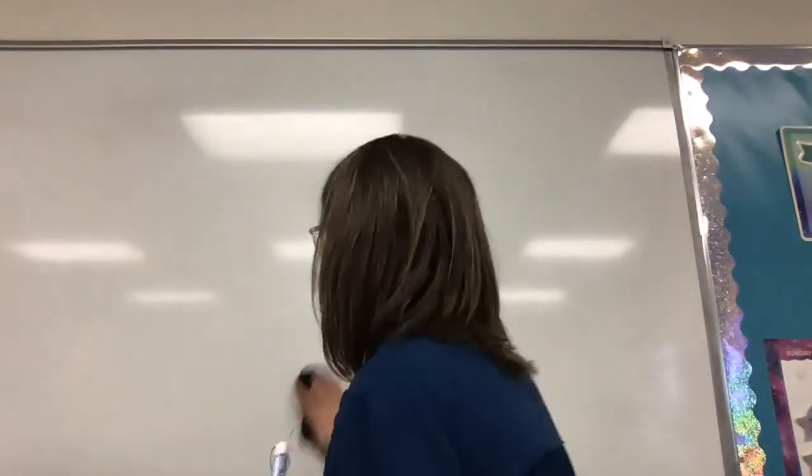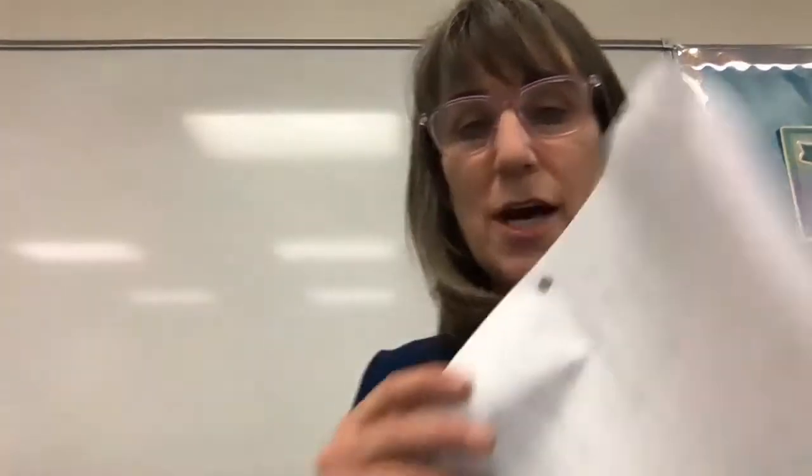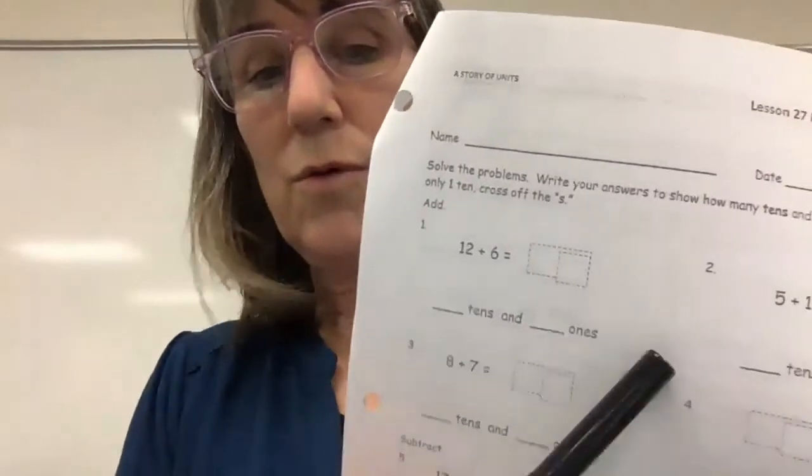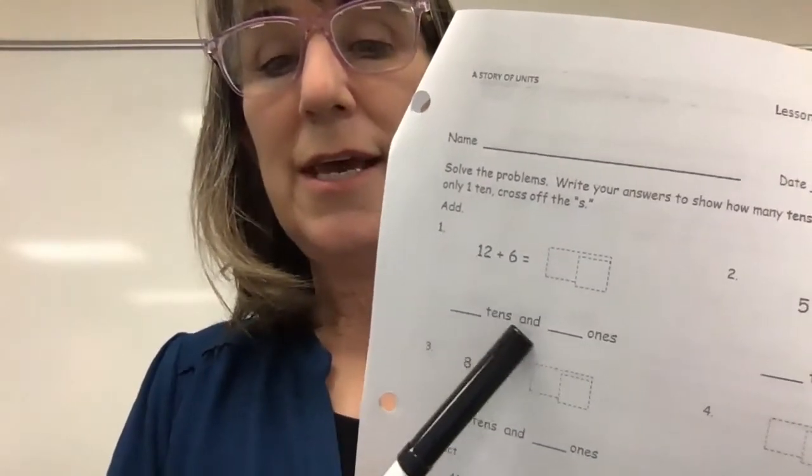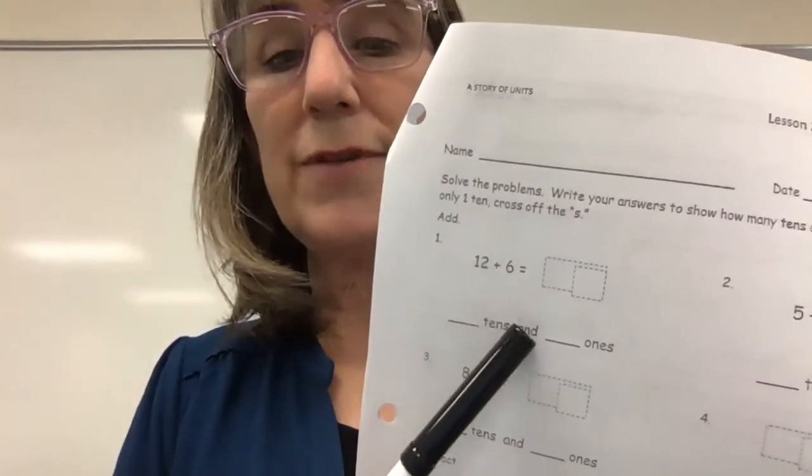All right, let's go to our problem set and take a look at what they've got there. On the first one, it says, solve the problems, write your answers, and show how many 10s and 1s. If there's only one 10, then cross off the S because it says 10s. Okay, what it's talking about is right here where it says 10s. If there's only one 10, we can just cross off the S.